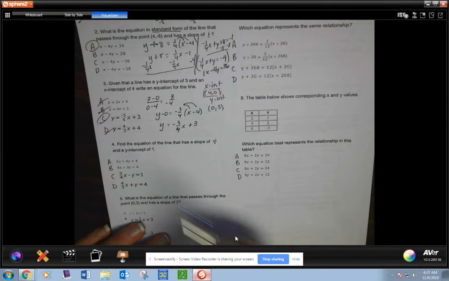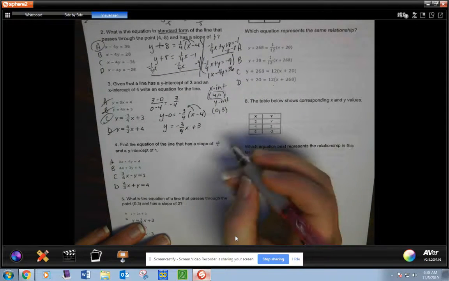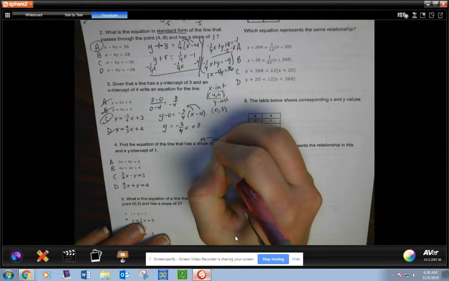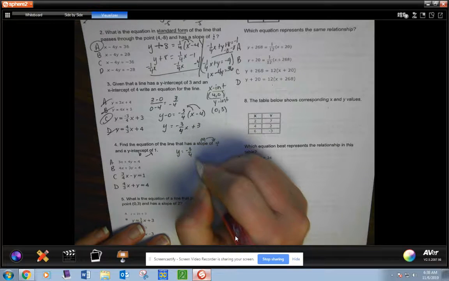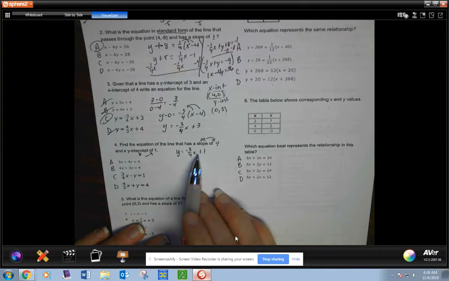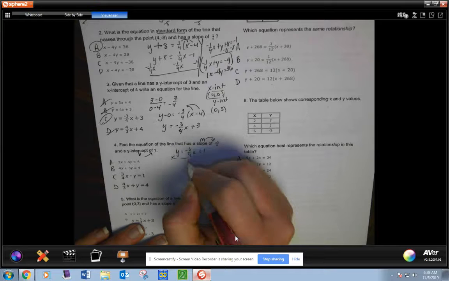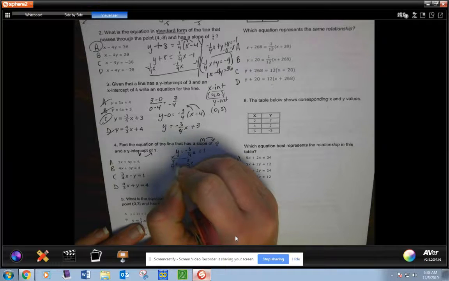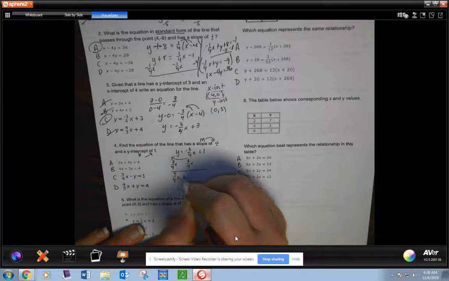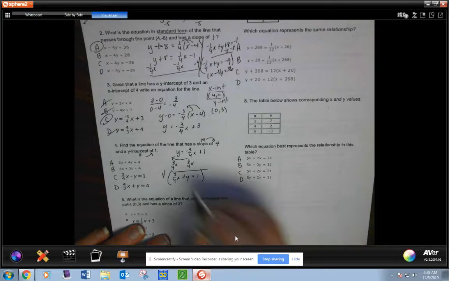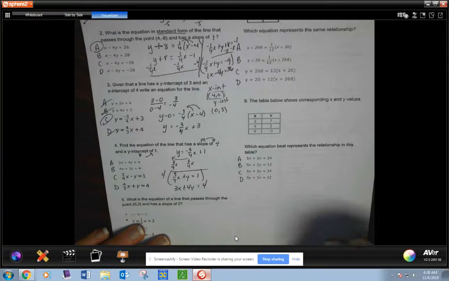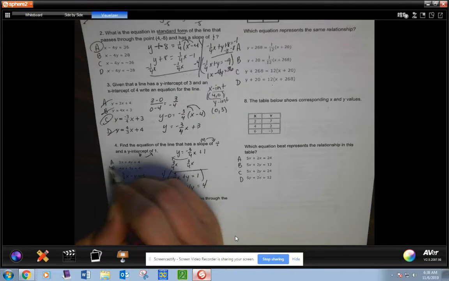For number 4, find the equation of a line that has the slope of -3/4 and a y-intercept of 1. Well, this is my m and this is my b. So y equals -3/4 x plus 1. Well, that's not in standard form. So to get back to standard form, we're going to move the x back over here by adding 3/4 x. That gives me 3/4 x plus y equals 1. To get rid of the fraction, we multiply everything by the denominator, and that will give me 3x plus 4y equals 4, which is A.